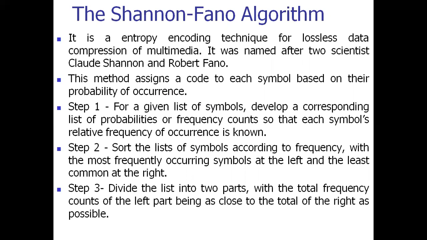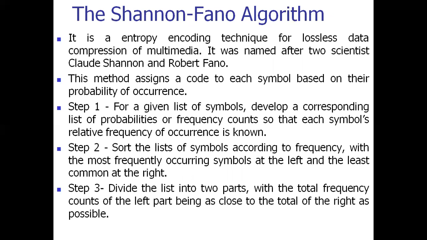It is named after the two well-known scientists, Claude Shannon and Robert Fano. That is why the name Shannon-Fano. It involves some steps. The first step says that for every given list of symbols, develop a corresponding list of probabilities or frequency counts so that each symbol's relative frequency of occurrence is known.